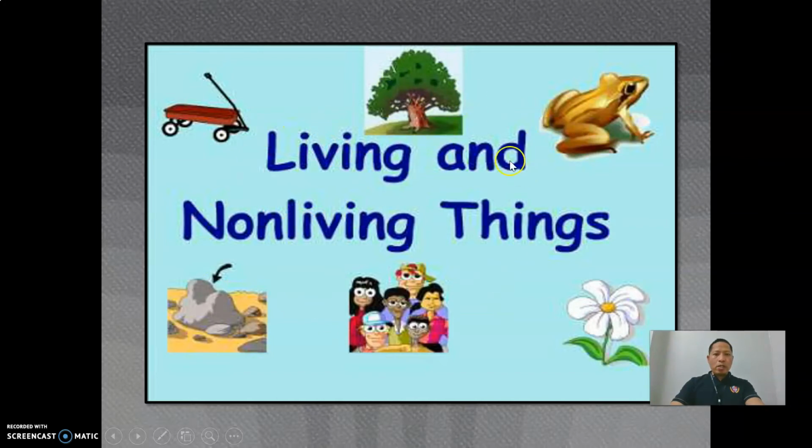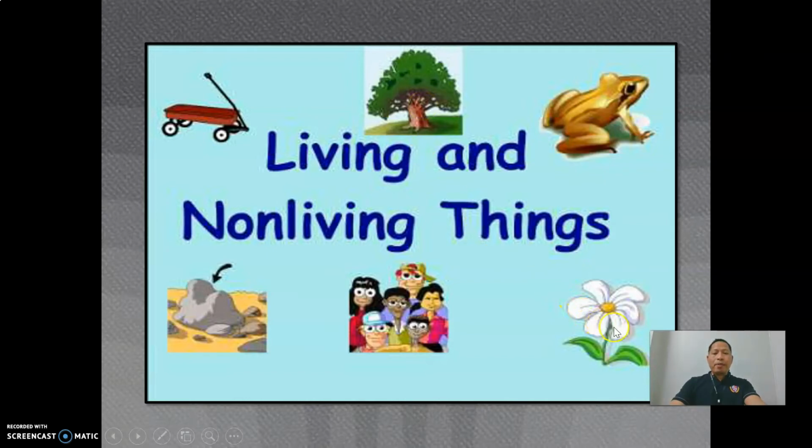What are the living things here? Is it a frog? Is it living things? If you say yes, you are correct. Very good. Now, example of living things here is a tree. A tree is a living thing.